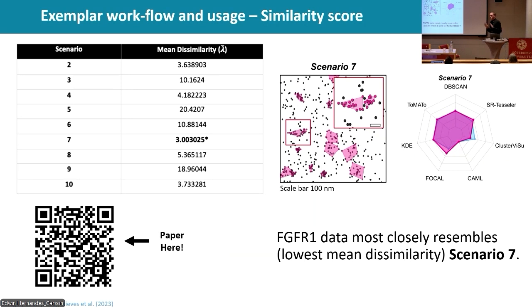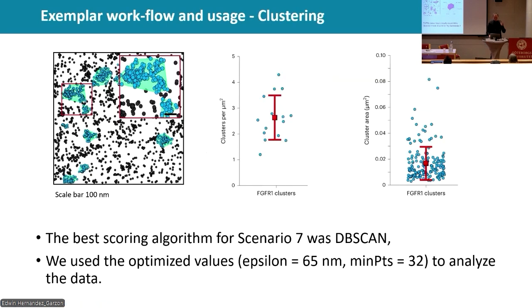So they had some FGFR1 data, so don't ask me what it is. No idea. You have the different scenarios. They apply their method, and they find that the smallest mean dissimilarity is scenario 7. Because this is the dissimilarity, you want to have the smallest value. And in this case, DBSCAN was the best method. So they apply DBSCAN with the parameters found from the simulation in order to do the analysis of the FGFR1 clusters.